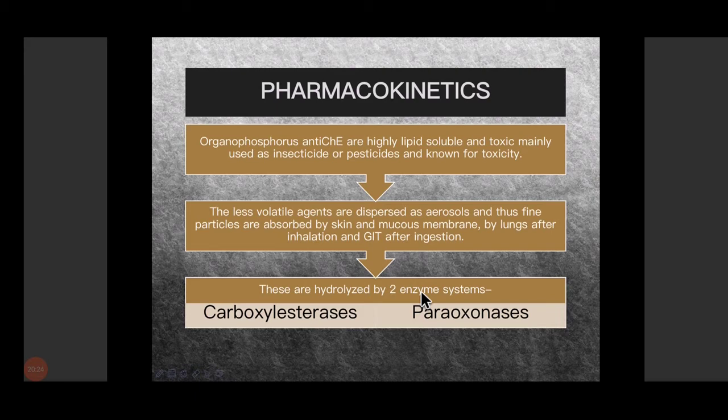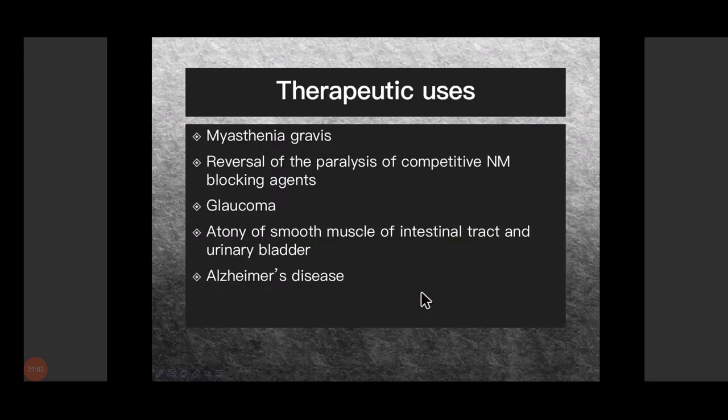People can drink pesticides. They are hydrolyzed by two types of enzymes known as carboxylesterases and peroxygenases. I have told you there are some plasma esterases which can decompose the reversible anticholinesterases, and the organophosphorus compounds can be decomposed by carboxylesterases and peroxygenases. Now, therapeutic uses of anticholinesterases.